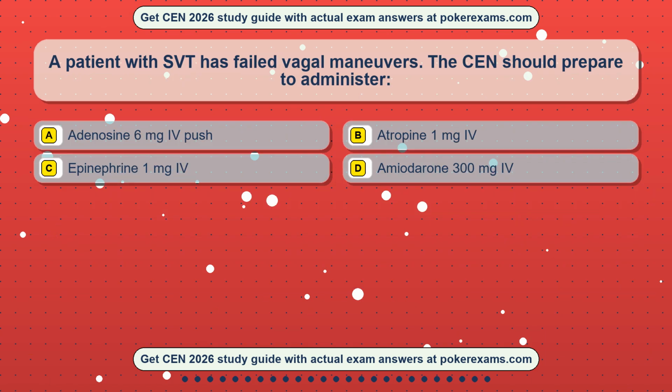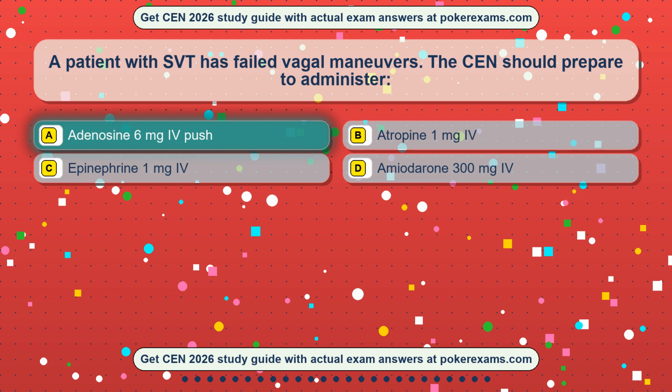Question 2. A patient with SVT has failed vagal maneuvers. The CEN should prepare to administer: Option A, adenosine 6 mg IV push. Option B, atropine 1 mg IV. Option C, epinephrine 1 mg IV. Option D, amiodarone 300 mg IV.